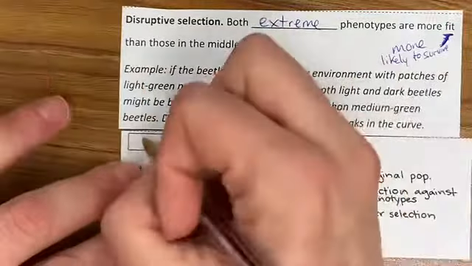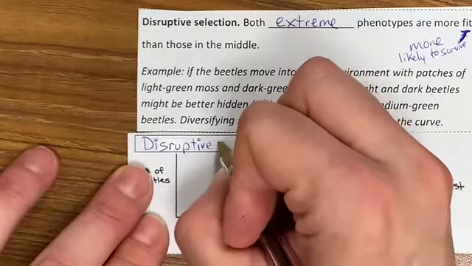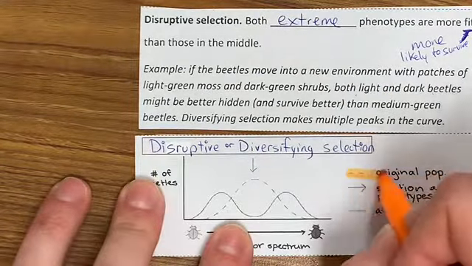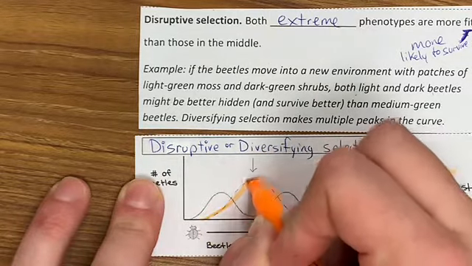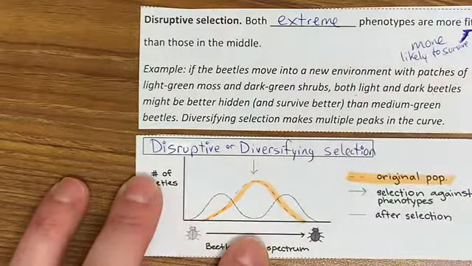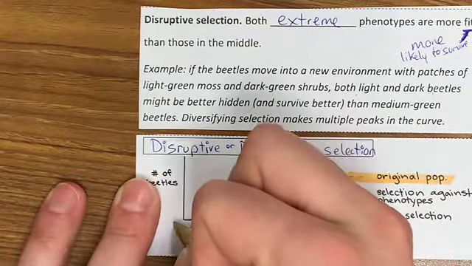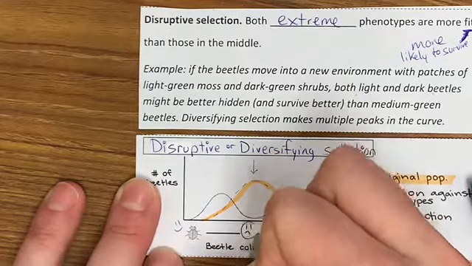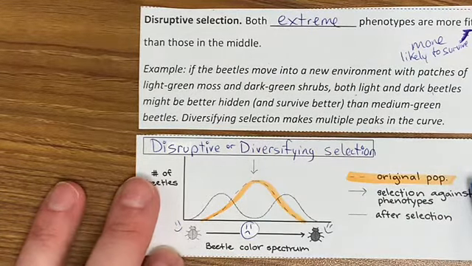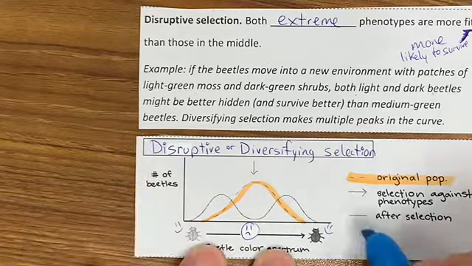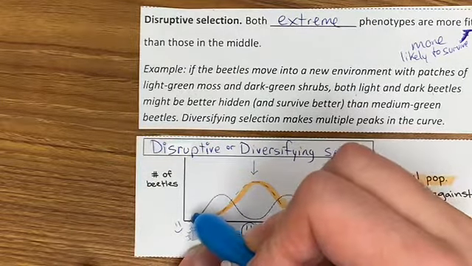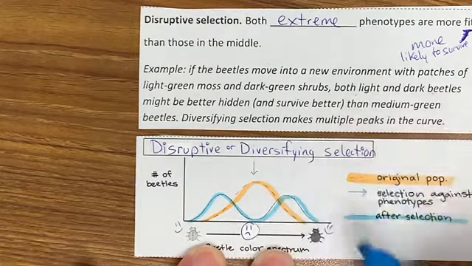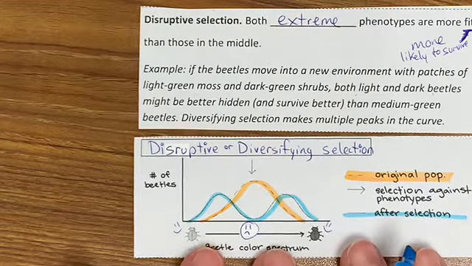This is what we call disruptive, or it can be called diversifying. So with your colors, all right, our original population, our normal distribution. The extremes are the good traits, and the middle beetles that are medium green, they're not happy beetles because they can't camouflage very well. After the selection, we'll have fewer medium green beetles, and we will increase the population of the darker and the lighter green beetles.